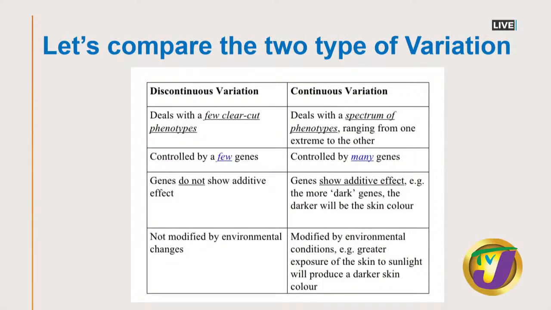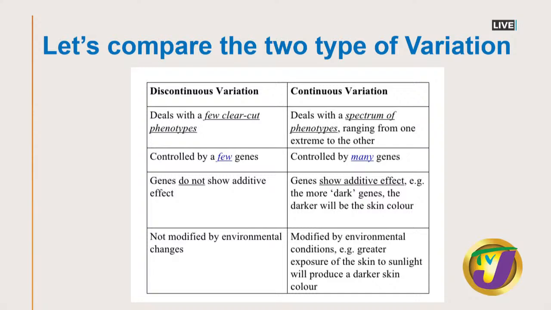Now, if we were to distinguish between the two, and this could be, say, for example, an essay type question that the examiner could ask you to distinguish between discontinuous and continuous variation. Some of these are the key points that we will look at. For discontinuous variation, we say it deals with a few clear-cut phenotypes. So, say, for example, when we're dealing with blood type, there are clear blood types that you must have. Versus continuous, that deals with a spectrum of phenotypes and it ranges from one extreme to another.